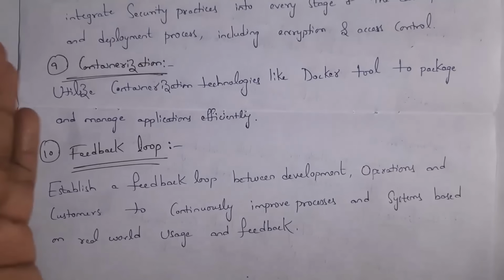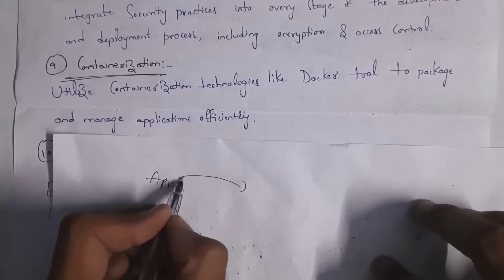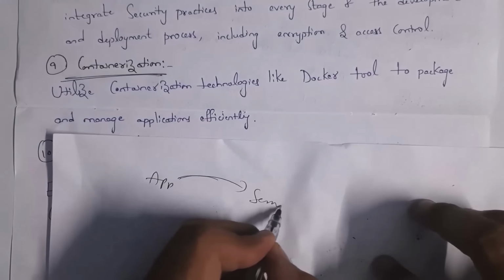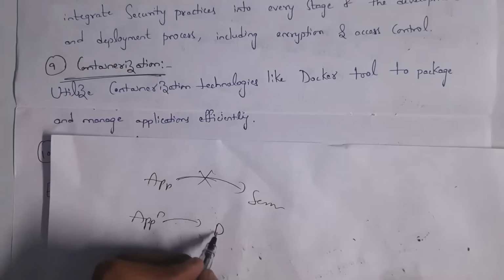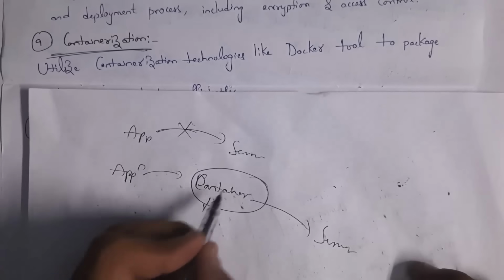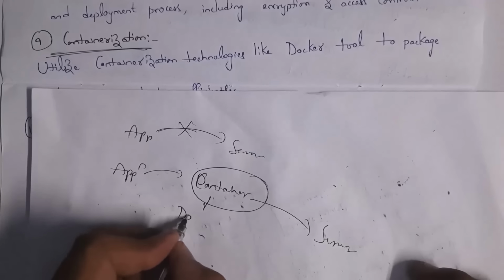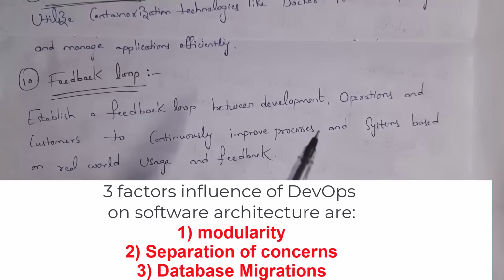Ninth one is containerization. Guys, whenever you develop any application, we will not place our application directly onto the server. Instead, what we will do is place our application in a container and then place this container on the server. So in order to place the application in a container, we will use a tool like Docker. Tenth one is feedback loop. Development team, operations team and as well as customers need to communicate with each other and take regular feedback so they can develop the application better.